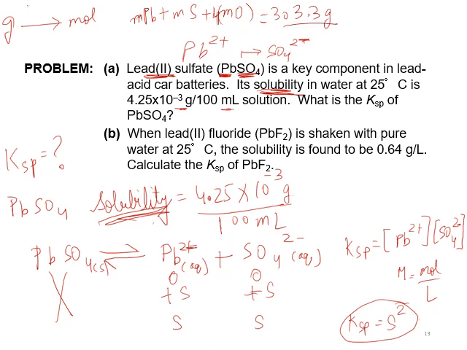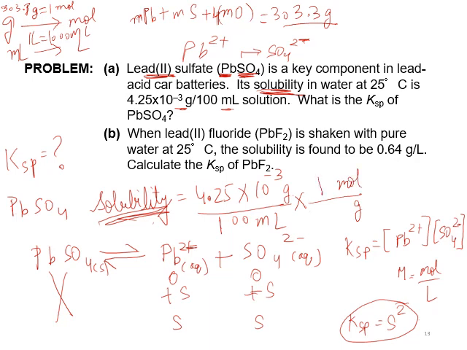So we know the conversion factor that relates grams and moles is molar mass. So 303.3 grams of lead sulfate is equal to 1 mole. And what's the conversion factor that relates ml to liters? We know that 1 liter is 1000 ml. So we'll use these conversion factors. I want to get rid of grams, so I'll divide by grams. The other side is moles, so multiply by moles.